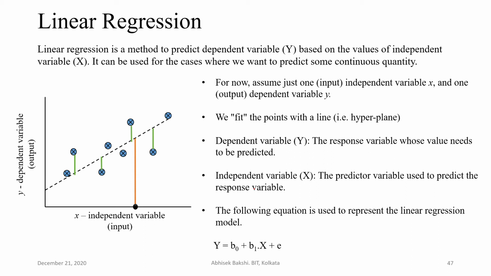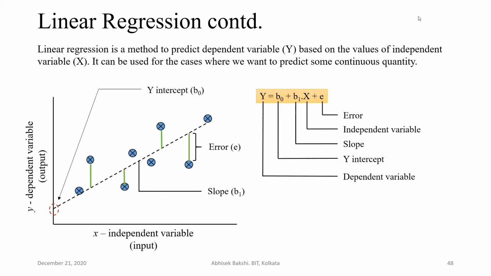So linear regression is a method to predict a dependent variable y based on values of an independent variable x. Now, what could be the corresponding curve that represents this function? Something like this: y equal to b0 plus b1x plus e. This e represents the error. The lower this e is, the better the curve will be.